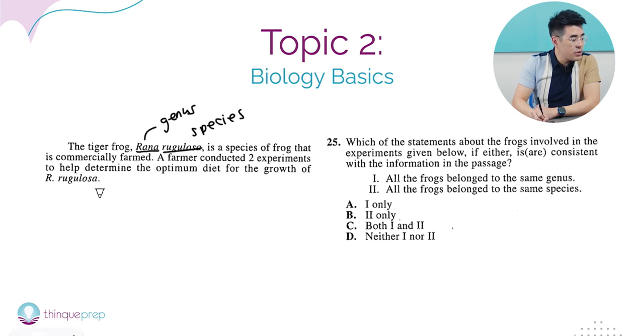And then what they usually do throughout the rest of the passage is that they'll abbreviate the genus name so they don't have to keep repeating it. So this is the same thing. They've only used one frog in the experiment, so the correct answer here is C. They both belong to the same genus and species.